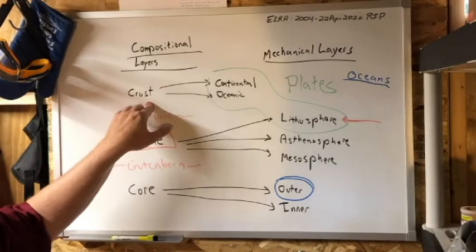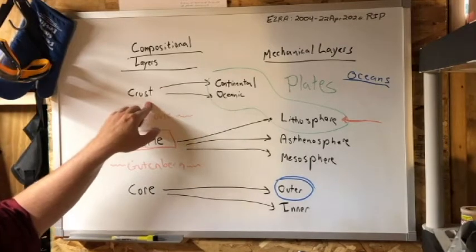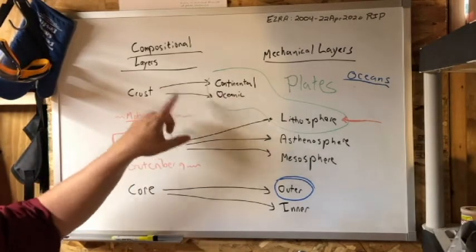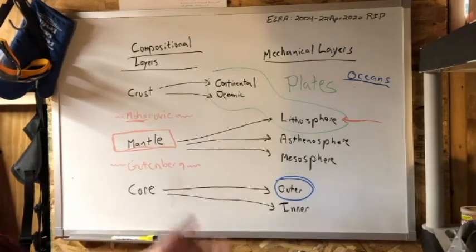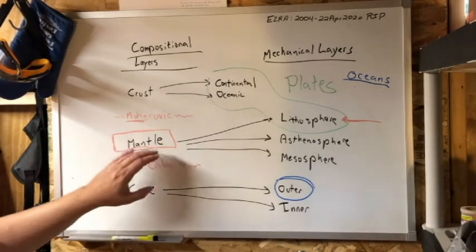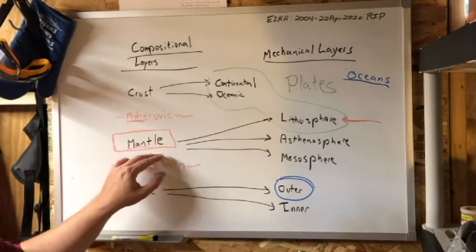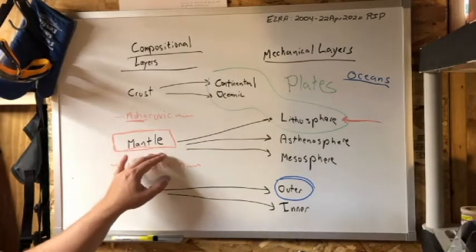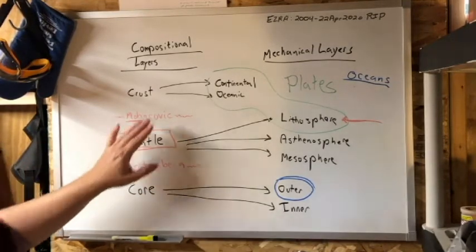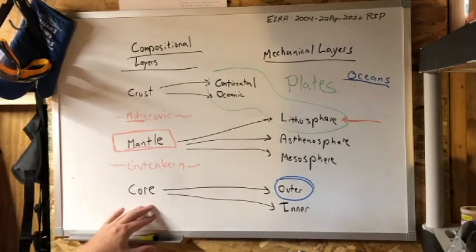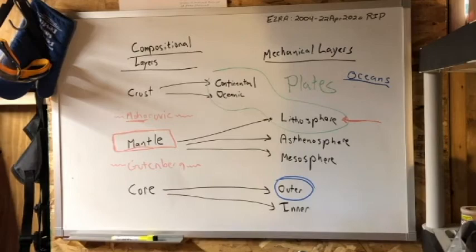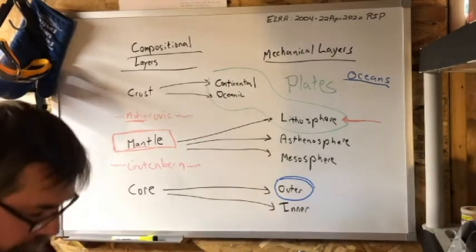The crust is felsic and mafic minerals, dominated about 50-50 for both, for all intents and purposes. The mantle is mostly mafic. It is silica rich, but that's a different topic. And the core is mostly nickel and iron. Okay, both the outer and inner, although there's probably a lot more sulfur in the outer.